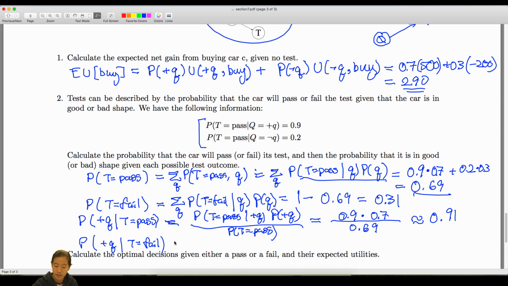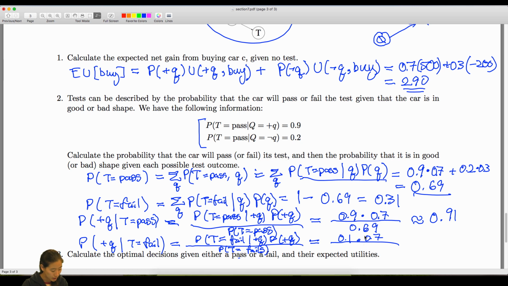So this is a false negative. Let's calculate the false negatives. Once again, using Bayes' rule, we have the probability that the test equals fail, given that the quality is actually good, and I'm going to divide this by the probability that the test fails. So, plugging in the values again, this one is 0.1 times 0.7 divided by 0.31, which we calculated above. This is going to be approximately 0.22. So we have a false negative rate of about 22%.